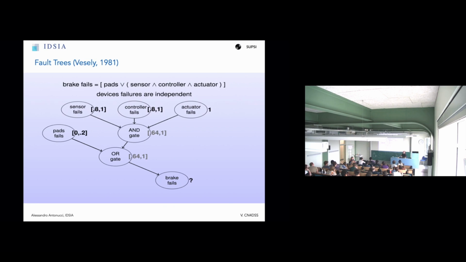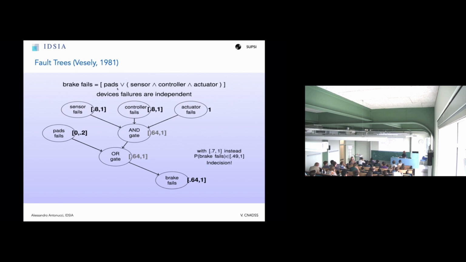I have to decide whether my system is failing or not failing. I don't have a precise probability of failure, but I know that my probability of failure is bigger than 0.64. So for sure, let's say that this is my decision rule, the system is going to fail because the probability of failure is higher than 0.5.